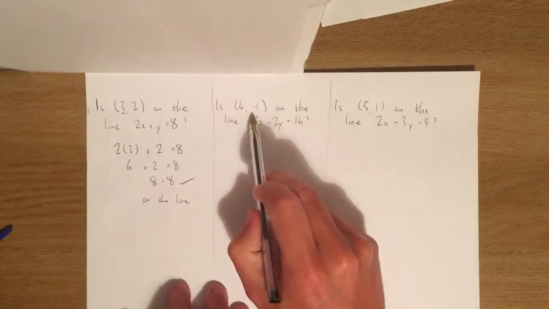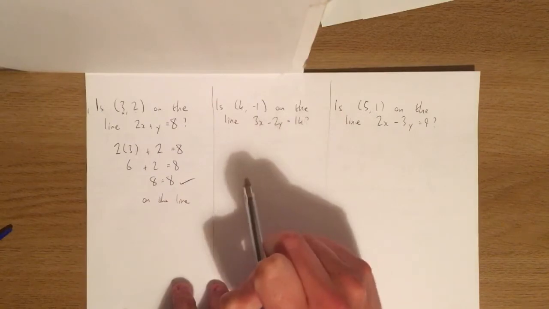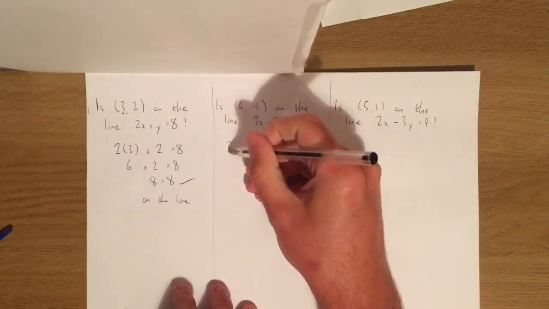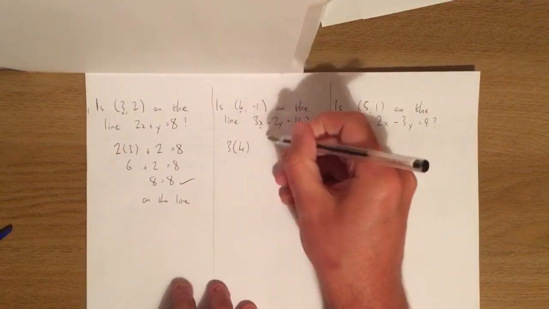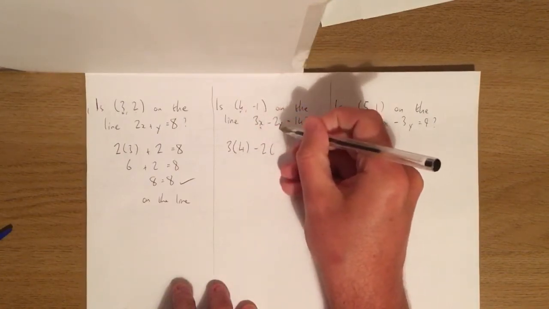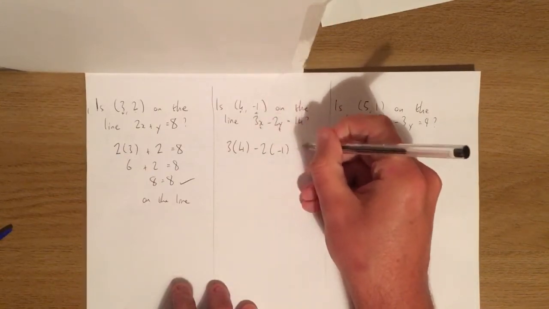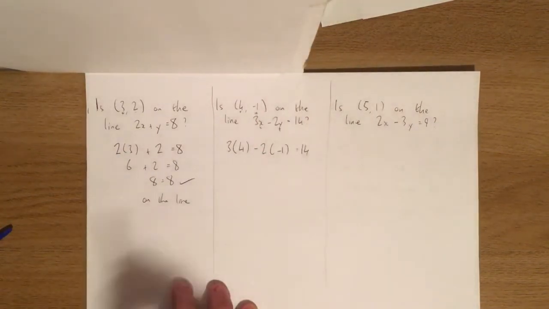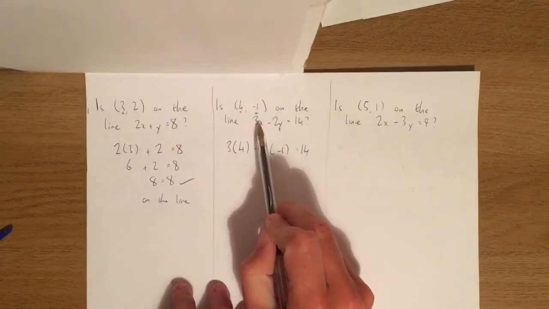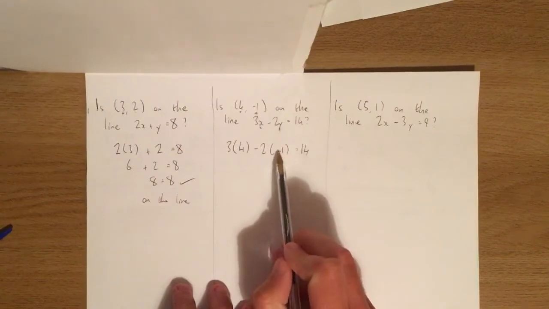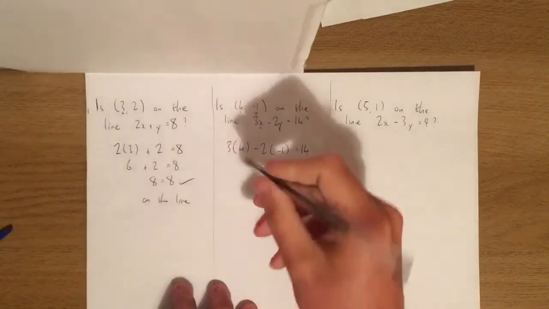Is 4, minus 1 on this line here? So 3x minus 2y is equal to 14. So 3, instead of x, I'm going to sub in 4, minus 2, instead of y, I'm going to sub in minus 1, equals 14. Okay, so the 4 in instead of x, the minus 1 in instead of y. Now just multiply this out and see if you get 14 equals 14.